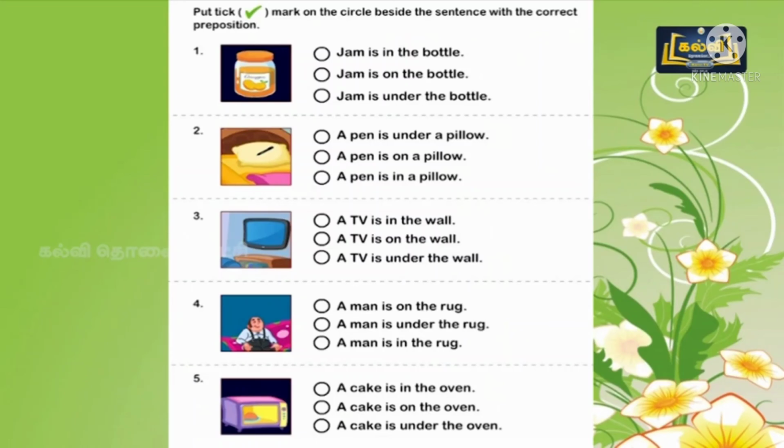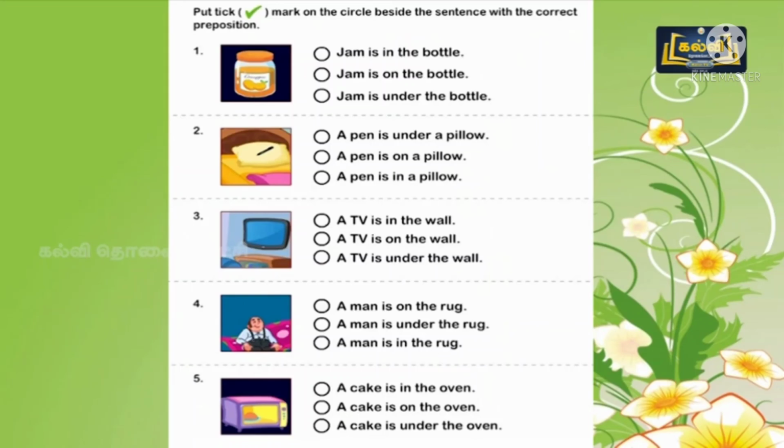Next question. What are you seeing there? A man is sitting. Okay. Option A, a man is on the rug. Option B, a man is under the rug. Option C, a man is in the rug. Shall we go to the next question?